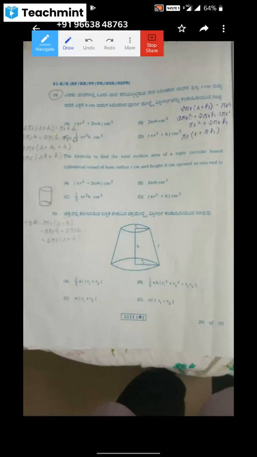If it is open at one end, the surface area is given by pi r square plus 2 pi rh. The curved surface area of a cylinder is 2 pi rh, plus one bottom area, which gives pi r square. So pi r square plus 2 pi rh. Option A is the right answer for the 38th question. Option A. You can take a screenshot also. So option A is the right answer.